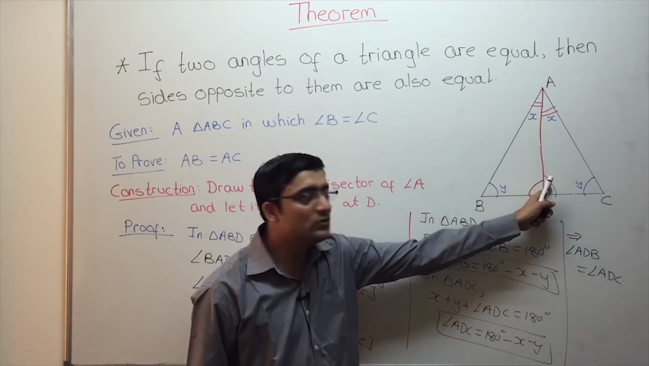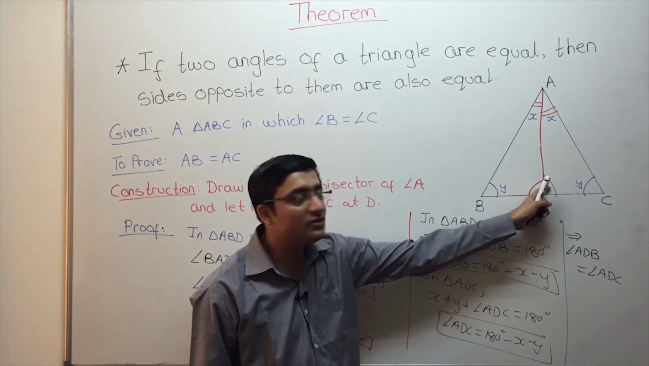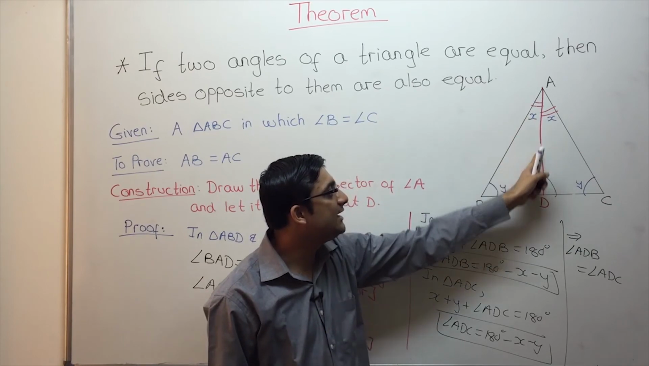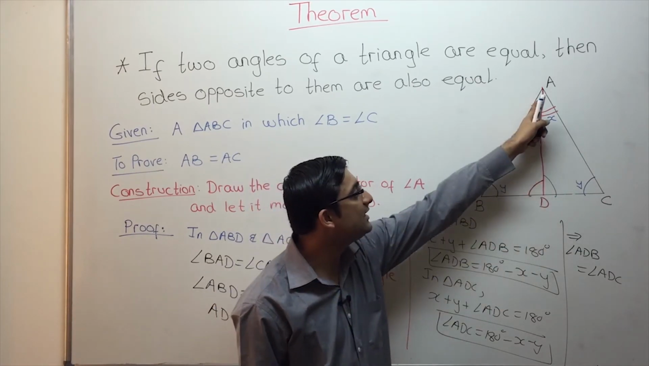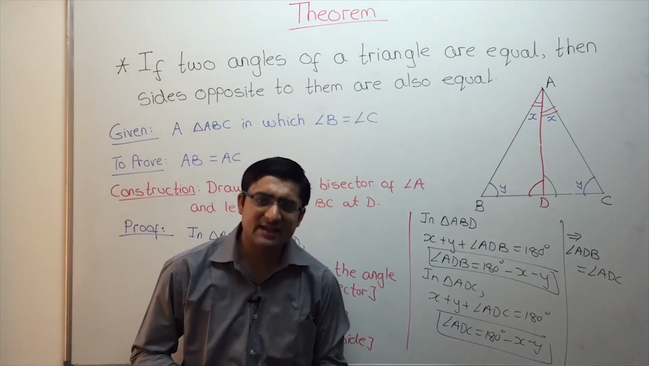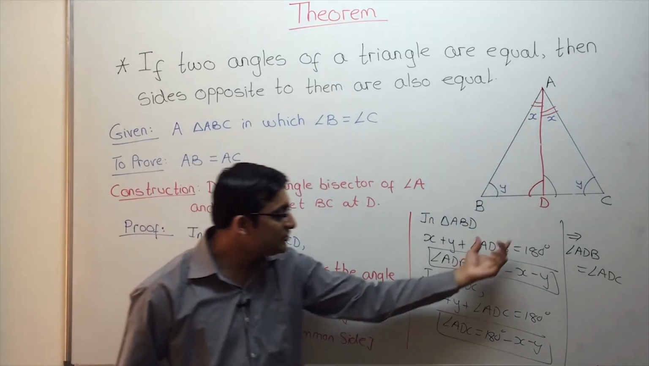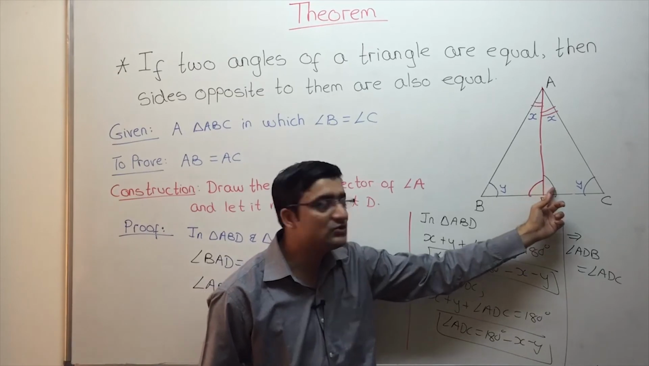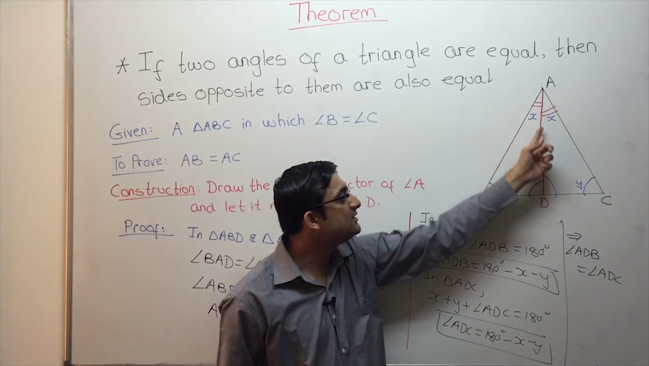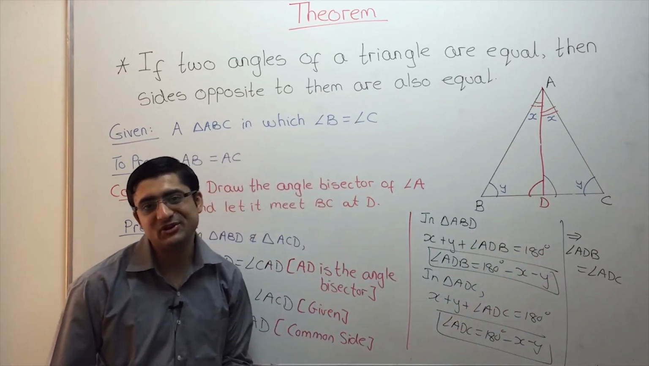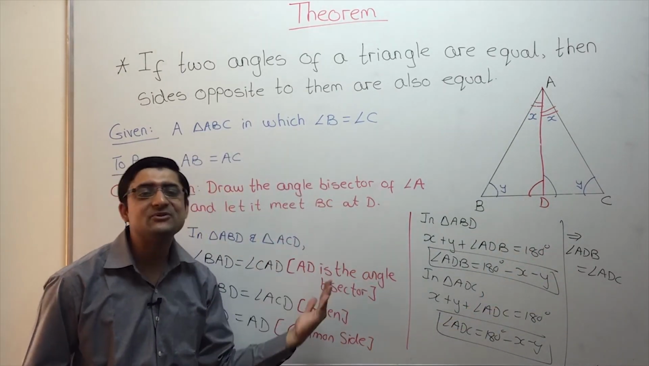So now once these two angles are the same, what is the criteria you can use? Angle, side, angle. That is, since these two angles are the same, we can use the criteria angle, side, angle. So in case angle, angle, side is not clear to you, just show using this over here that these two angles are equal. Once these two angles are equal in these two triangles, use the angle, side, angle criteria, show them to be congruent. So this is another way by which you can prove this theorem.